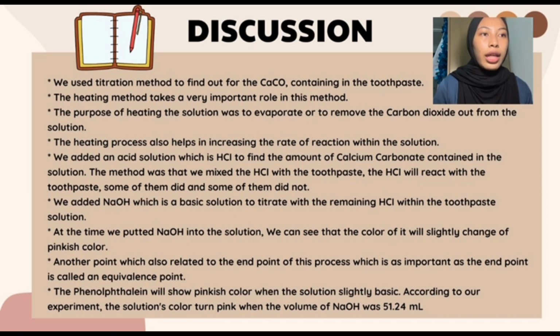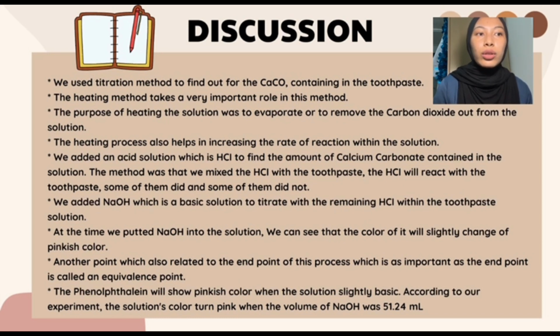hydrochloric acid. At the time we put sodium hydroxide into the solution, we can see that its color will slightly change to a pinkish color. This is called an endpoint, which is a very important part of the titration method. And as the flask was stirred, it is a little tough to see it immediately because the color changes so quickly. However, another point also related to the endpoint of this process, which is as important as the endpoint, is called the equivalence point. This is when both solutions were added in the same amount, which will be shown by a change in color.